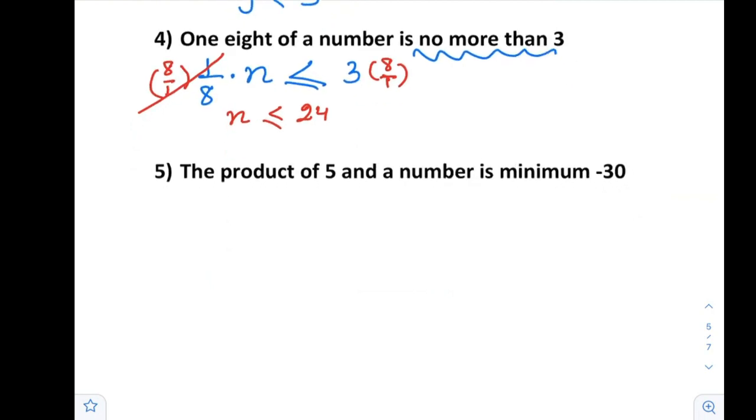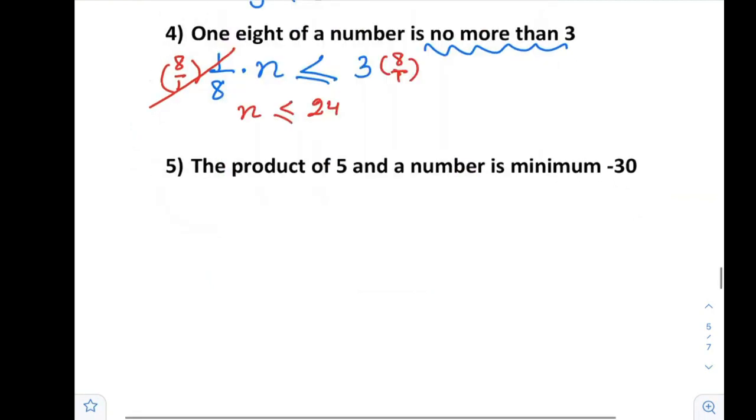The product of 5 and a number, I call it x, is minimum -30.